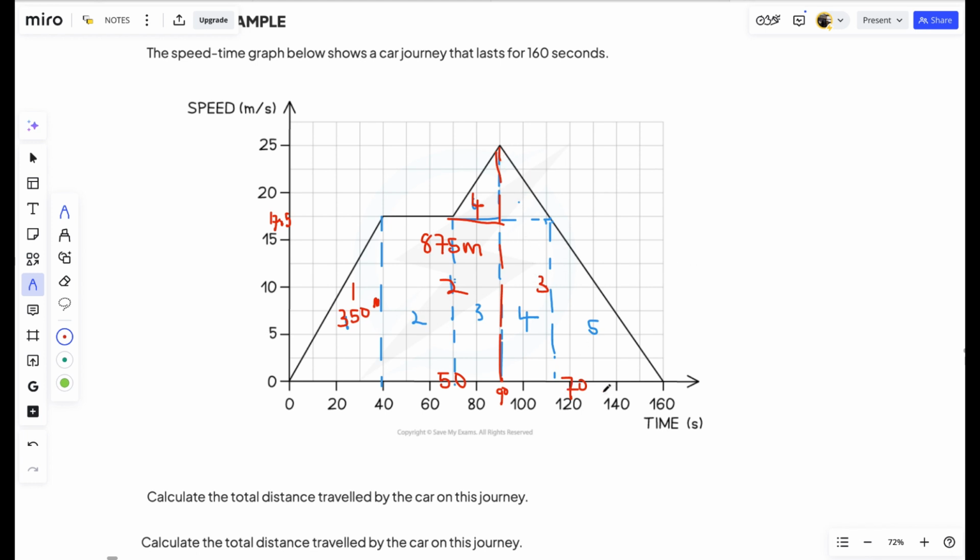So half of 70 is 35, because the formula for area is half times the base times the height. So 35 multiplied by 25. What do you get? We get 875 as well. 875 meters for this one as well.